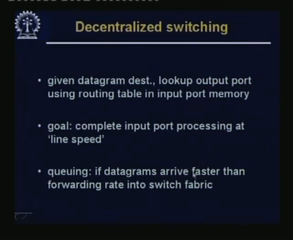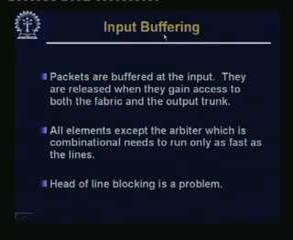The other possibility is of course, if datagrams arrive faster than the forwarding rate into the switching fabric, and forwarding may be constrained by all these contentions, then you have to put them in a queue. So, you can buffer it at the input, called input buffering. Packets are buffered at the input, they are released when they gain access to both the fabric and the output trunk. That means, both the internal switching elements as well as the output port must be free, and then this packet may be released from the buffer which is held at the input.